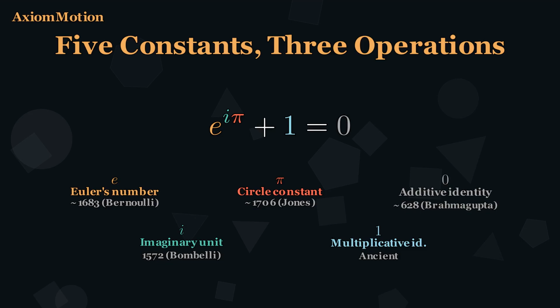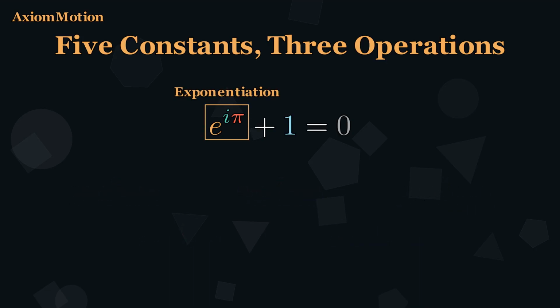5 constants from completely different areas of mathematics linked in a single equation. 3 operations appear: exponentiation, raising e to a power; multiplication, the implicit product of i and pi in the exponent; and addition. Each operation is used exactly once.